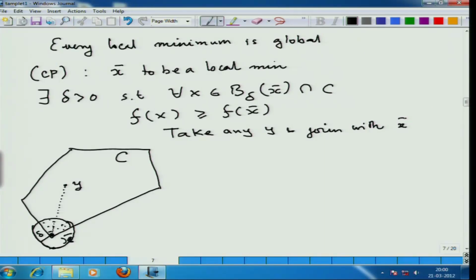Join with x bar. Now, if I am to join, the spelling does not look very nice, it is JOIN. Now, let me construct the line segment.